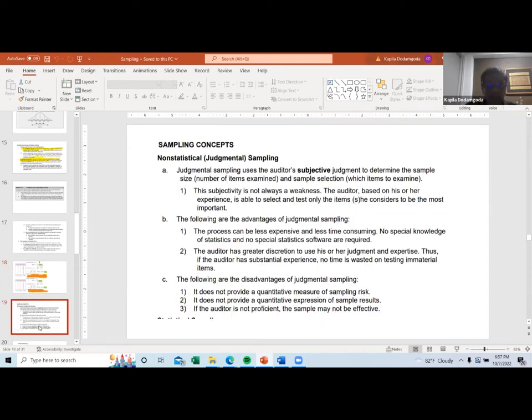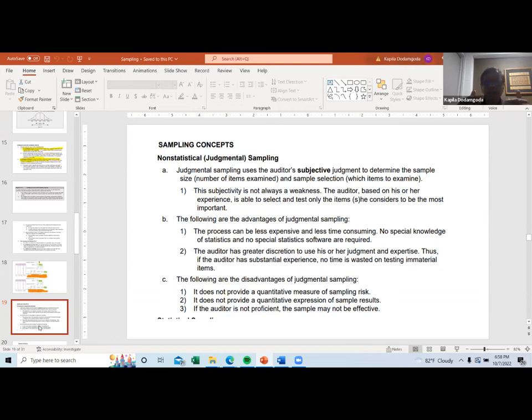Right. So then let me move on to the next concept that you are going to learn. This is about statistical sampling and non-statistical sampling. For statistical sampling, the term explains what it is. But when you say non-statistical sampling, we will call that judgmental sampling. So very broadly speaking, there are two approaches to sampling, statistical versus non-statistical sampling. That's number one.